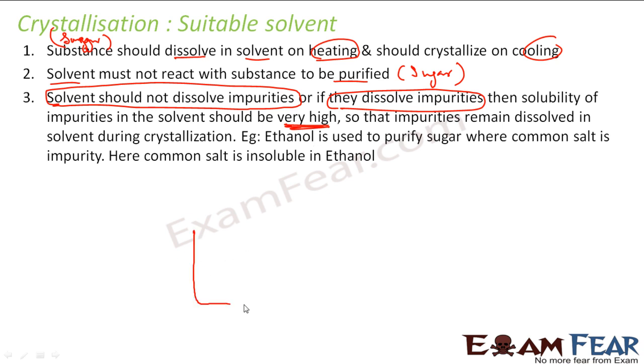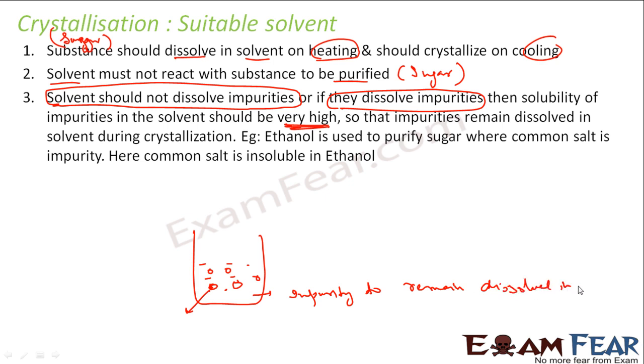Why? See, in this case, I have my beaker and I want the crystals to come out, but I want the impurity to remain dissolved in the solvent, correct? See, if the impurity also comes out and forms crystals, it will be tension for me to separate. So the impurity is highly soluble in the solvent. It will be in the solvent only, and then my crystals of sugar or benzoic acid or whatever organic compound I am trying to purify will come out.